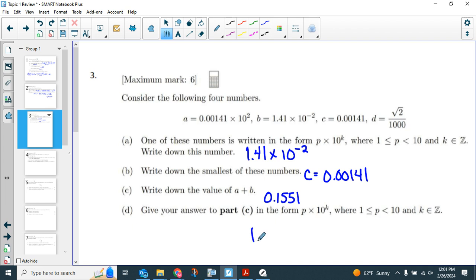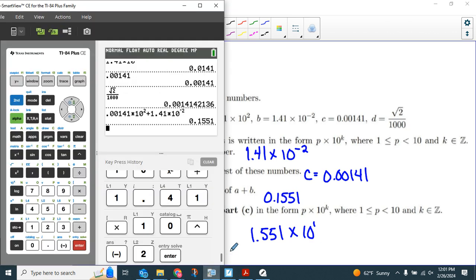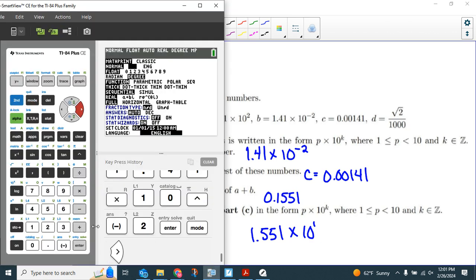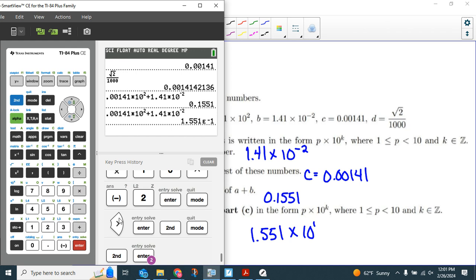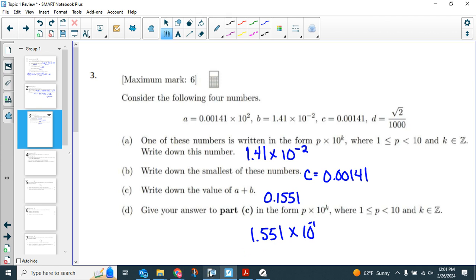Of course, this would just be 1.551 times 10 to the first power. Right, of course, you could do the same thing here, right? If we go into scientific mode in our calculator and then do the same thing here. All right. Oh, whoops, negative first. My mistake. Good thing I checked myself.